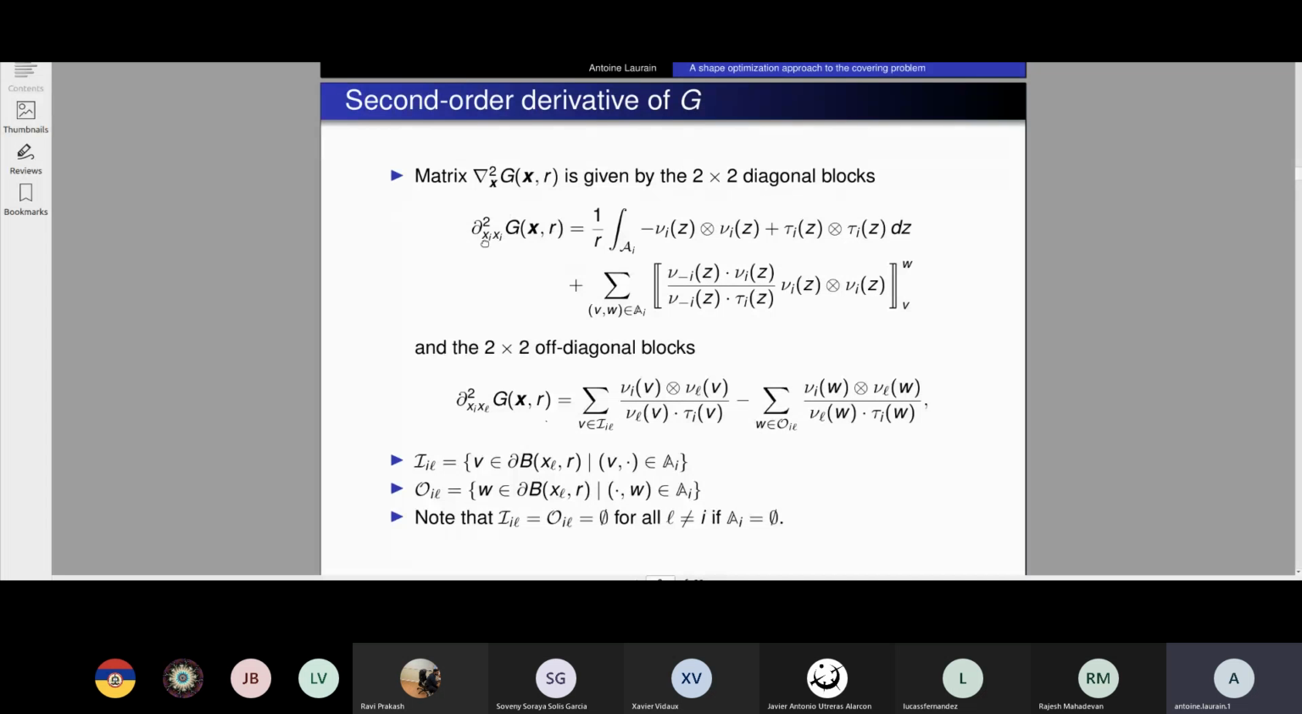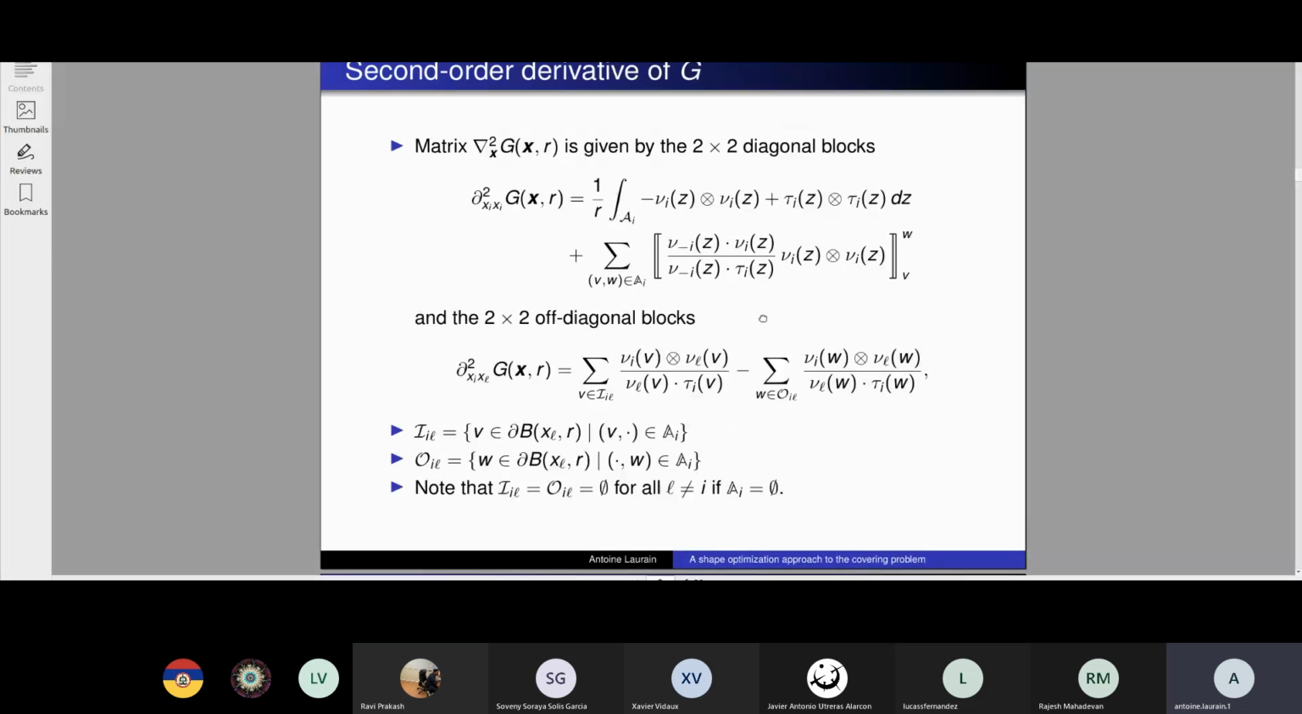Okay. So then you have the second derivative of G with respect to the centers, when you have the same center, so it's the diagonal terms of the matrix. And it depends also on the normal vectors and the tangent vectors. You integrate over the arcs, and you have the same kind of quantities here, which are values at the extremities of the arcs, okay?